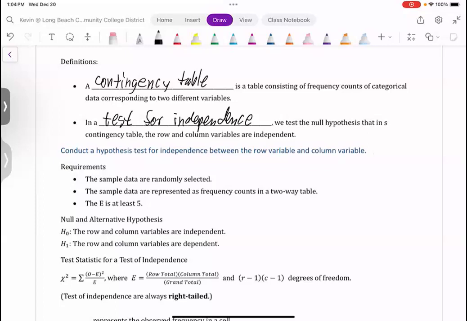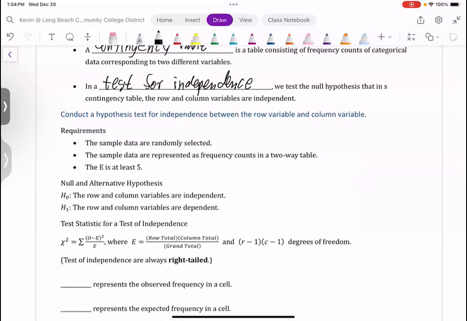All right, let's keep going. The sample data must be randomly selected. They are represented as frequency counts in a two-way table. A two-way table is another name for a contingency table. And E is at least 5. All right, here are our big ones, our null and alternative hypotheses.